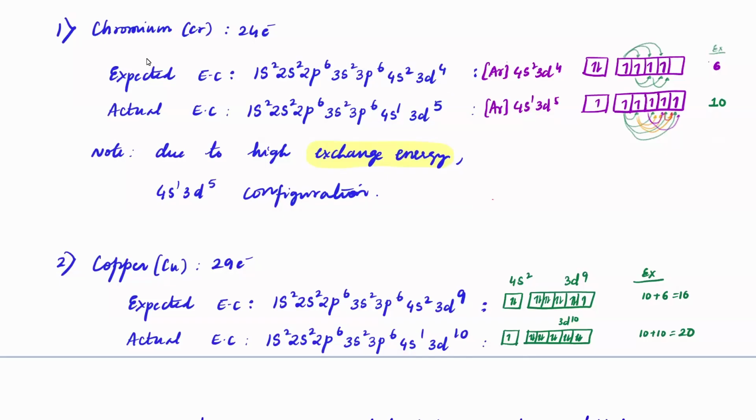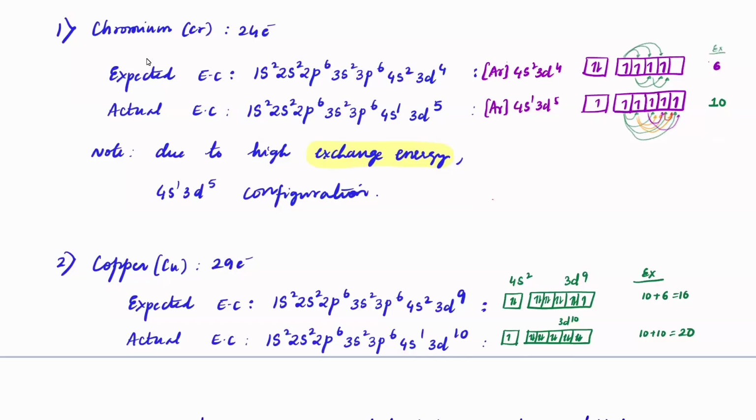And I explained why this configuration is valid even though it violates the Aufbau principle. It is based on a terminology called exchange energy. Exchange energy is the energy that is released when an electron is added to a particular orbital where an already existing electron is present. That means you're trying to pair it up. So pairing always requires energy.